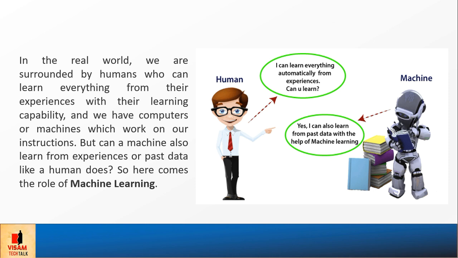In the real world, we are surrounded by humans who can learn everything from their experience. With their learning capability, we have computers or machines which work on our instructions. But a machine can also learn from experience or past data like humans. That is called machine learning.